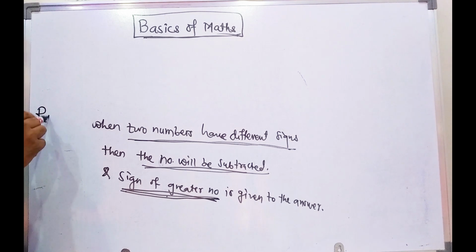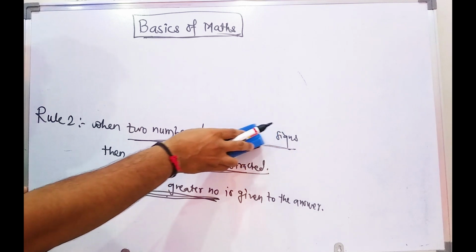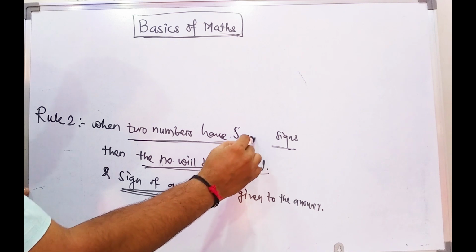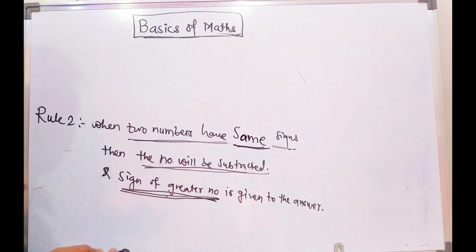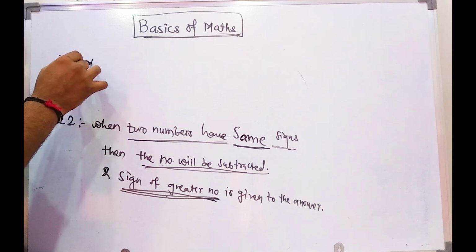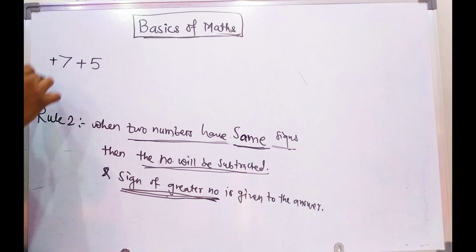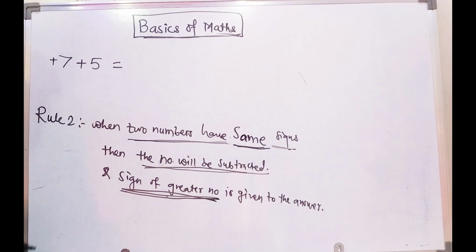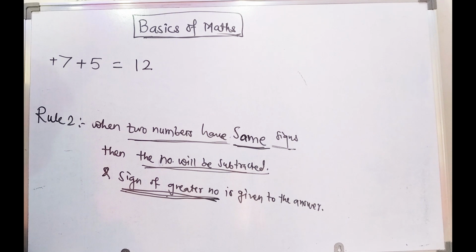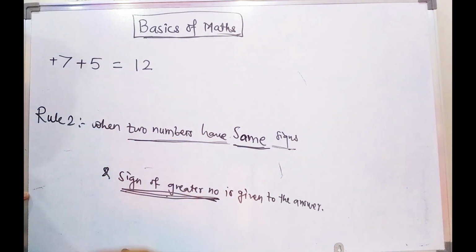Now the rule number 2. Suppose two numbers have the same sign, then what happens? If the two numbers have same or similar signs, let us take the example of 7 plus 5. Now these two numbers have the same sign, plus 7 and plus 5. So what will be the answer? 7 plus 5 means 12. So whenever the numbers have the same sign, then there will be addition.